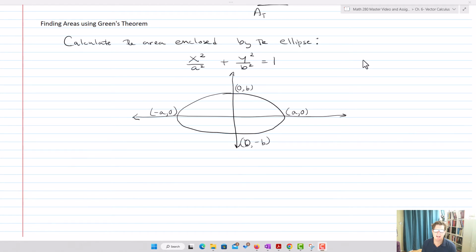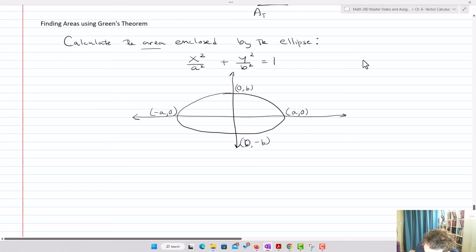Let's suppose now that we want to calculate the area enclosed by this ellipse, x squared over a squared plus y squared over b squared equal to 1. So we've got the ellipse, not the greatest drawing, my bad, but well, there it is. I just want to illustrate. So we've got, you can see, (0, b), (0, negative b) on the bottom, (negative a, 0), (a, 0). And what I want to notice is we want to actually find the area.